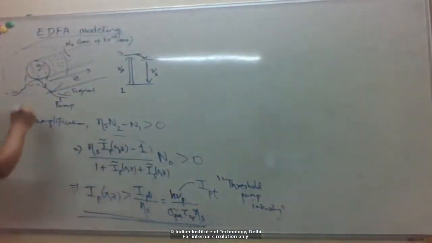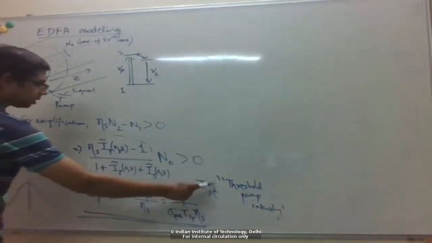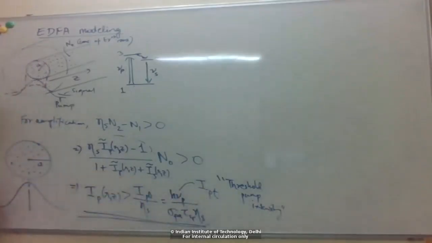Right, so now if I look at the cross section of the fiber here, if I look at the core, again, this is the core radius. I have some doping of the erbium atoms here. The pump intensity profile looks like that. Right, so this is some threshold pump intensity, some constant number.